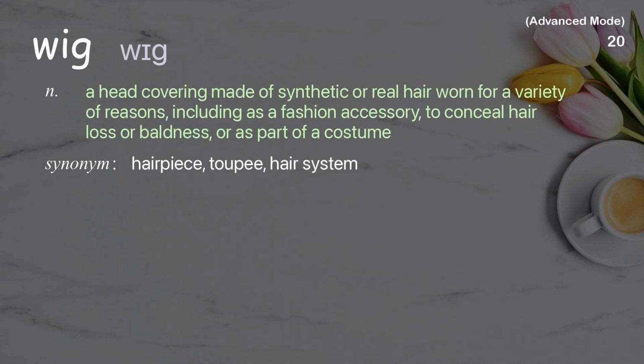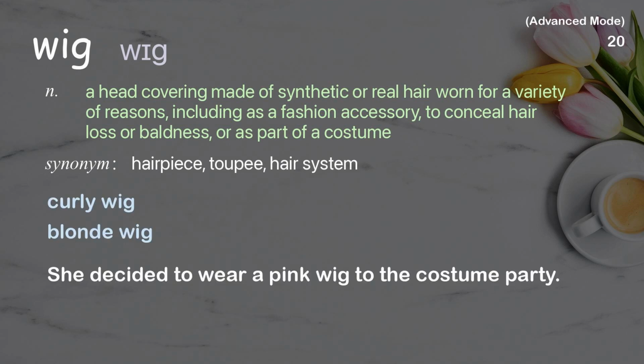Wig. A head covering made of synthetic or real hair worn for a variety of reasons, including as a fashion accessory, to conceal hair loss or baldness, or as part of a costume. Examples: Curly wig, blonde wig. She decided to wear a pink wig to the costume party.